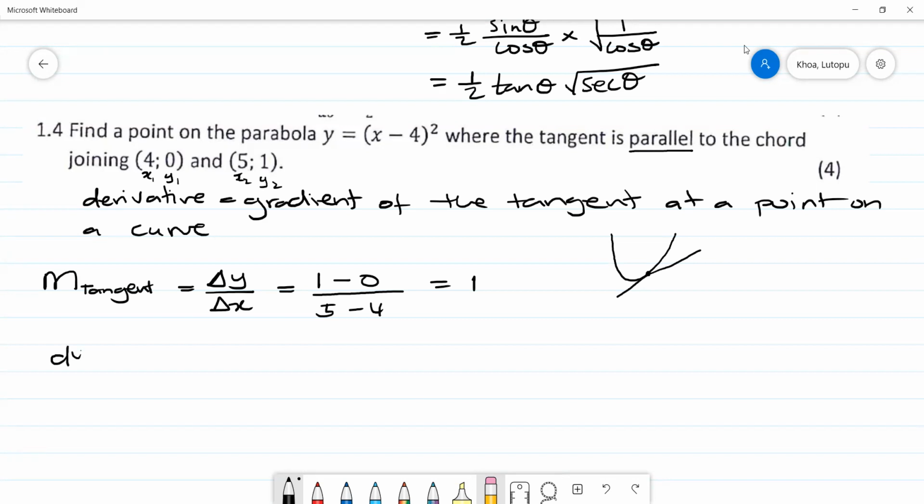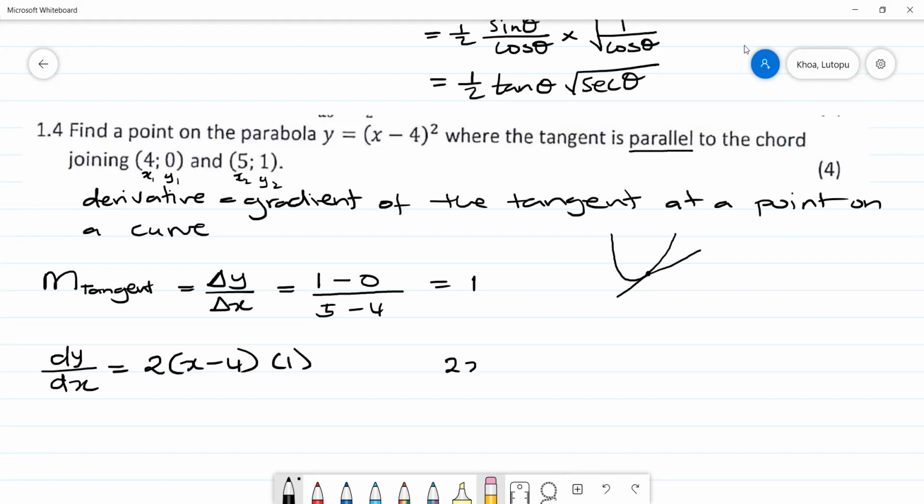So we find dy dx. We differentiate this using the chain rule. The 2 comes down. We have x minus 4 to the power of 1. We don't need to write it. And then multiply by the derivative of the inside, which is 1. So we're saying these 2 are equal because they are both giving me the gradient of the tangent.